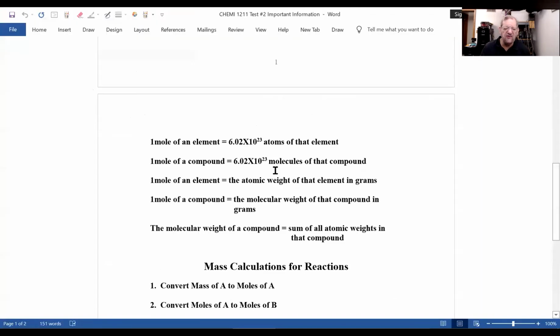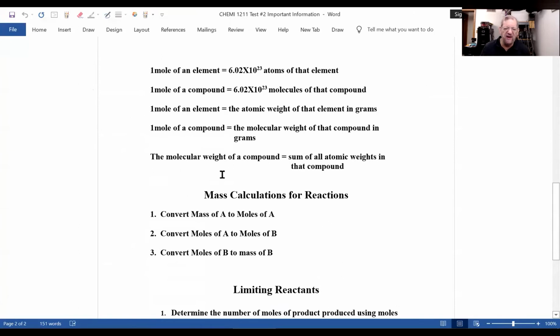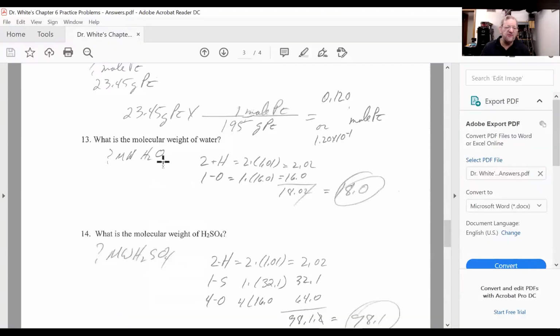If you go to test 2, important information, I used to make students memorize this, but you don't have to, because it tells you the molecular weight of a compound is the sum of all atomic weights. And what's the molecular weight of water? Well, water is H2O. I would give it to you, but I hope by now all of you know that. And it has 2 hydrogens, 1 oxygen.